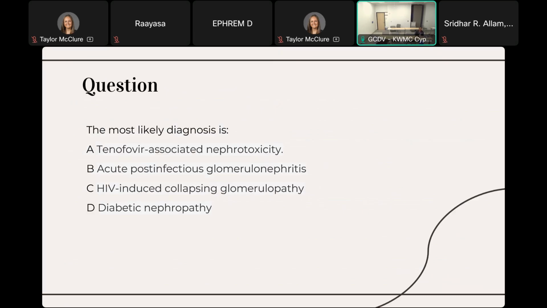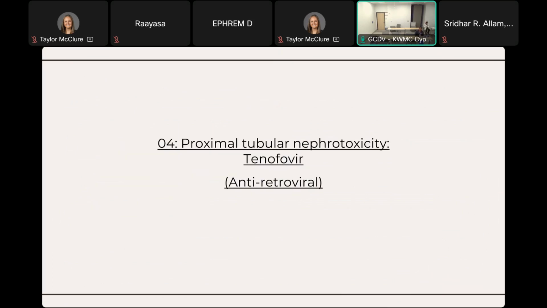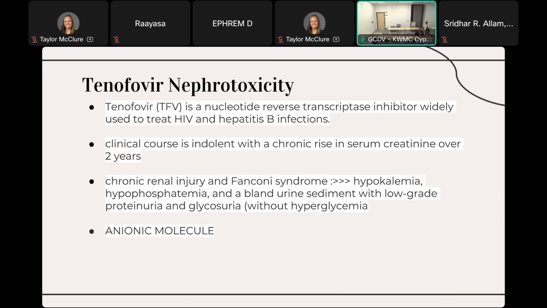And the last one is diabetic nephropathy. He has had diabetes for 1 year, not meeting the timeline. So tenofovir-associated nephrotoxicity is possible. So do the other features, hypokalemia, hypophosphatemia match? Let's see. So proximal tubular nephropathy by tenofovir. Tenofovir is a nucleotide reverse transcriptase inhibitor, used to treat HIV and hepatitis B, and is actually very effective, and that's why it is used. The clinical course for tenofovir nephrotoxicity is actually slow. It takes time.